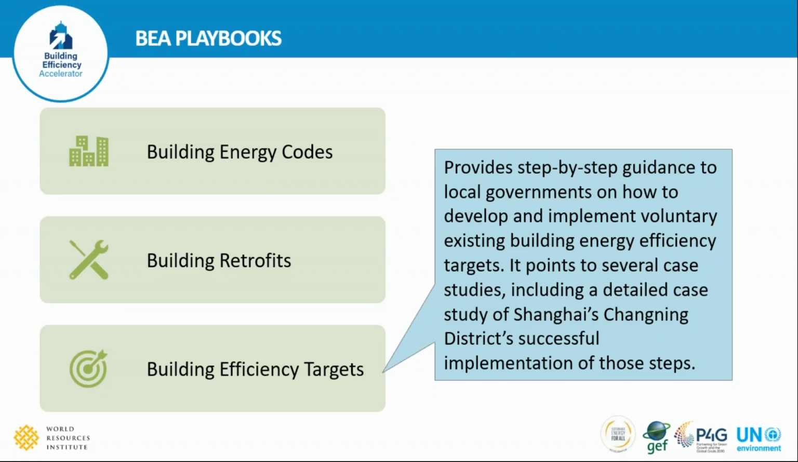The Better tool is really associated with the Building Efficiency Targets playbook, also written with the expertise from Lawrence Berkeley National Lab. And again, it provides step-by-step guidance for local governments on how to develop and implement voluntary existing building energy efficiency targets. So how do you improve the energy performance of your existing buildings? It has several case studies, including a detailed case study from the Changning district in Shanghai on how to successfully implement those steps. If you don't already have access to that playbook, please let us know.